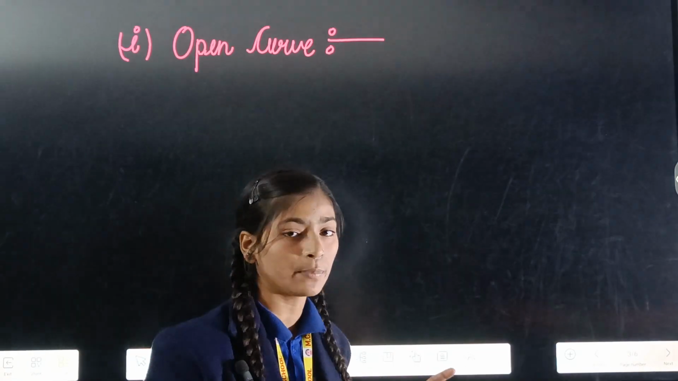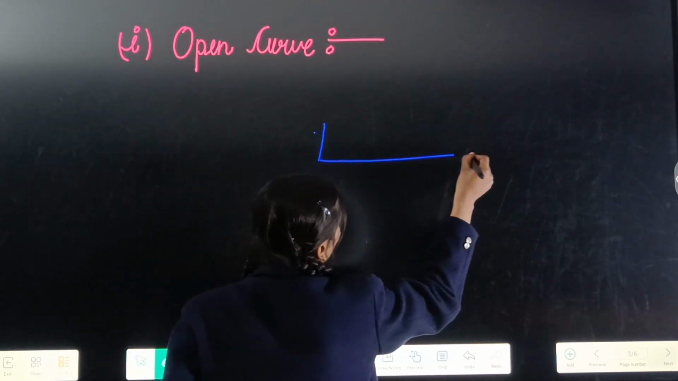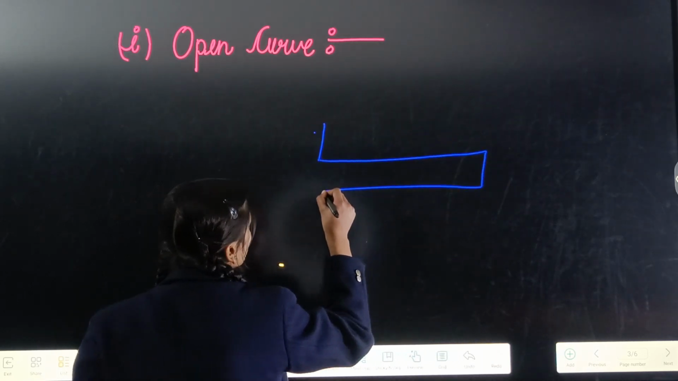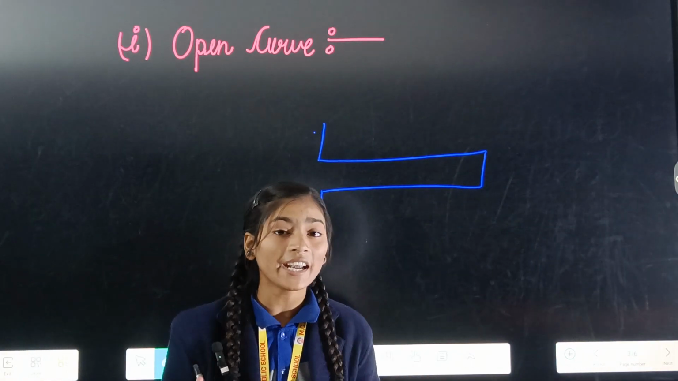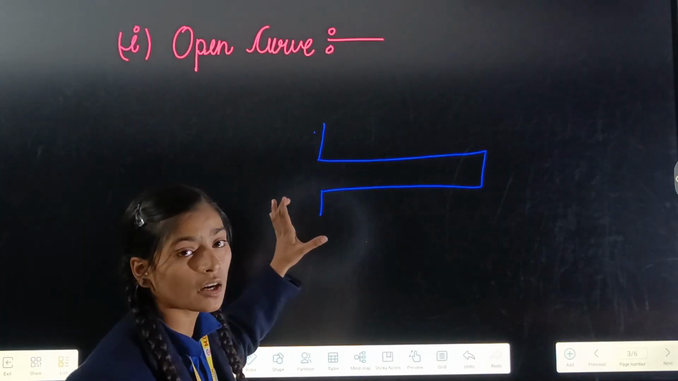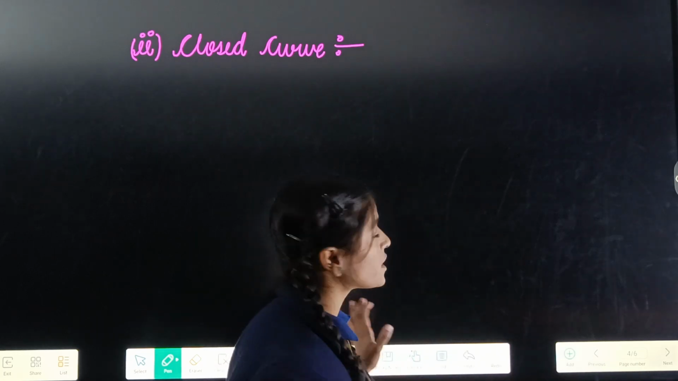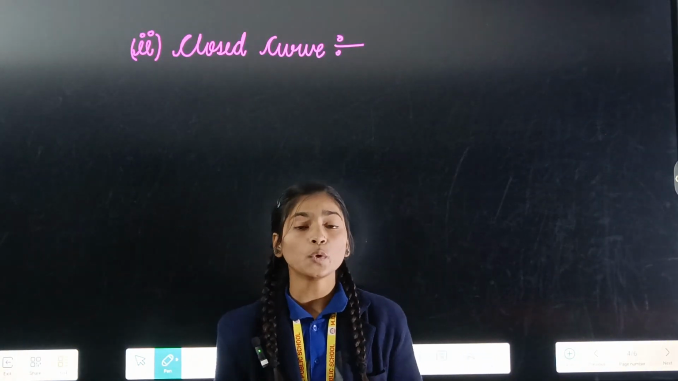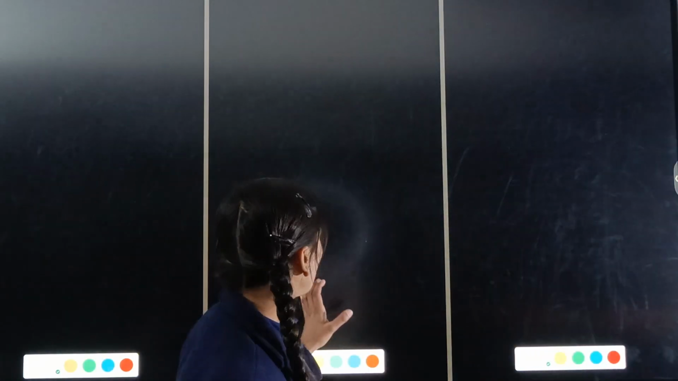Here are examples of open curves, like this. A curve whose starting and ending point do not meet each other is an open curve. Next are the closed curves: a curve whose end point and starting point do meet each other.